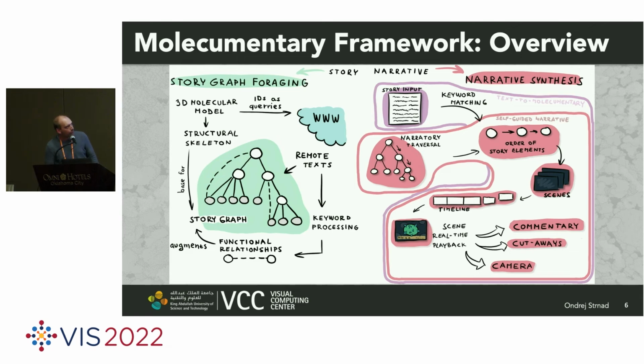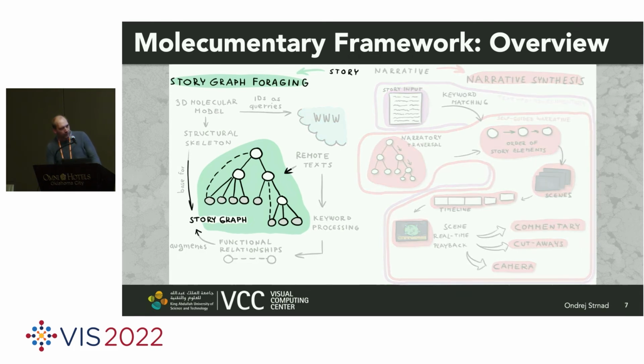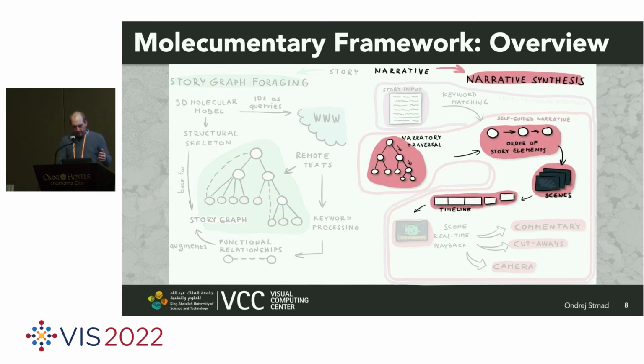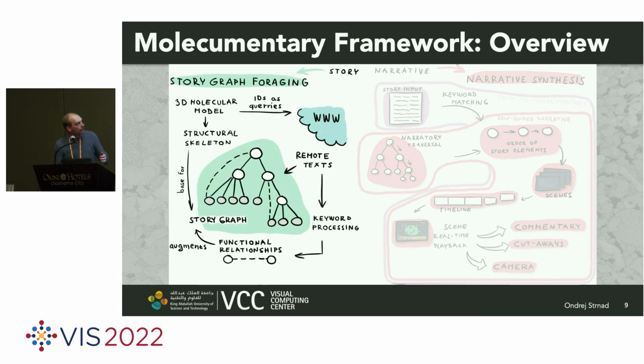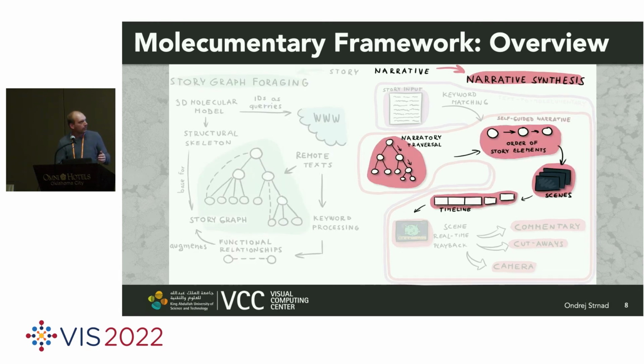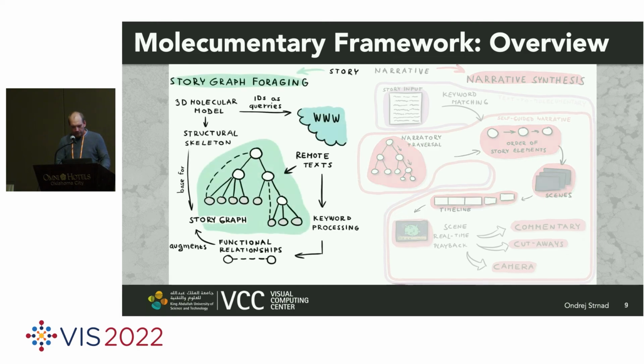This is the overview of our framework. It consists of two main steps. Story graph foraging, where the story graph that contains the information about the biological model is created. And in the second step, the story graph is traversed and narration and narrative is created. I will go through these two steps in more detail now, and I will start with story graph foraging.